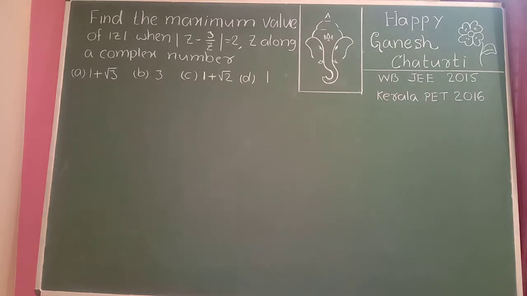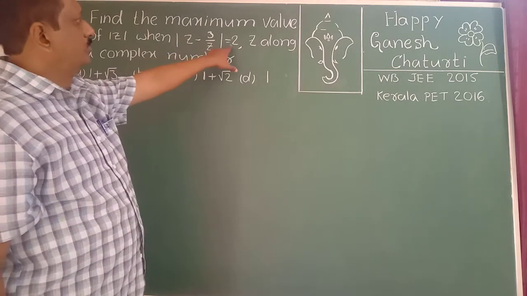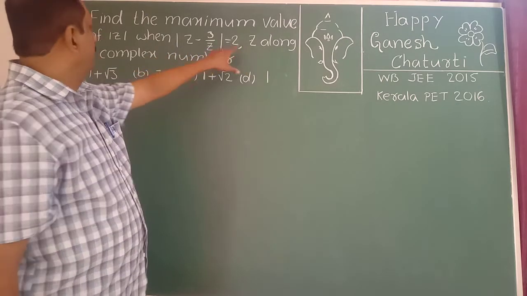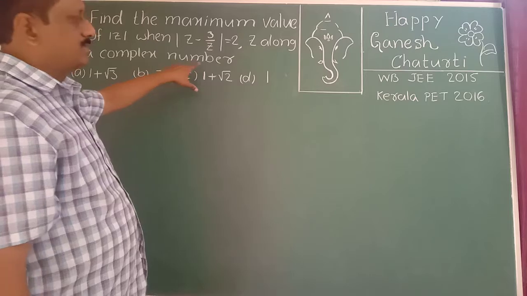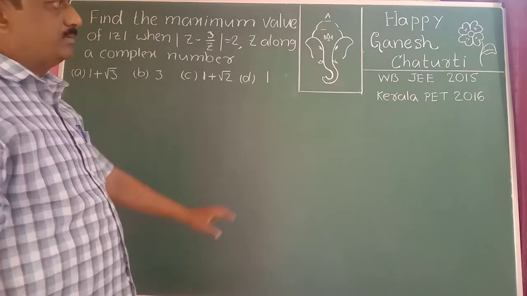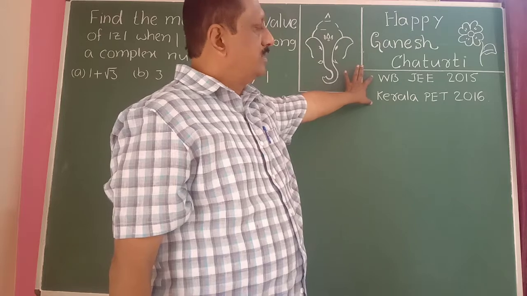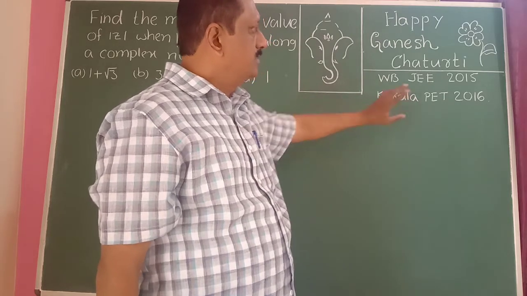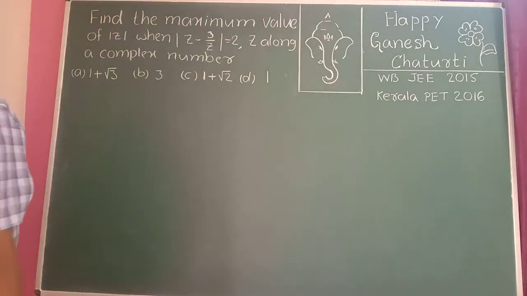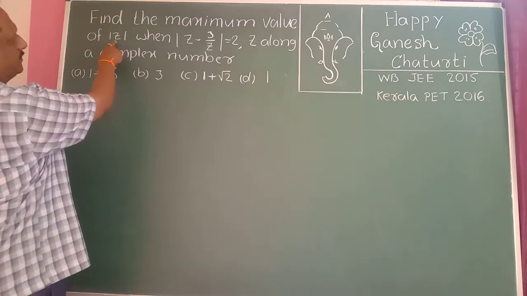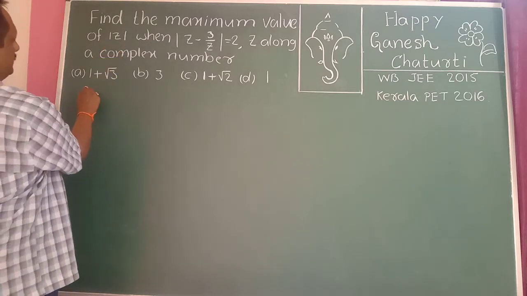Okay, find the maximum value of modulus of z when modulus of z minus 3 upon z is equal to 2, where z is a complex number. West Bengal JEE 2015, Kerala PET 2016. Here we want the maximum value of modulus of z.